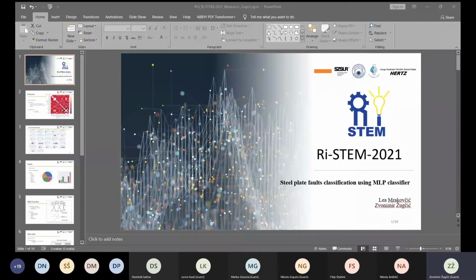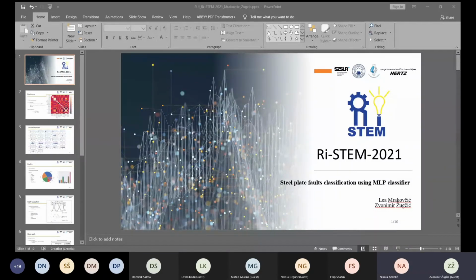My colleague Lea Mrakovčić and I had a task to classify steel plate faults using an MLP classifier. From Kaggle, we were given a database in a CSV file. The matrix size was 1941, the number of rows or observations, and 34 columns. Out of those 34, 27 were inputs or features, and they are shown here on the correlation map, or heat map.